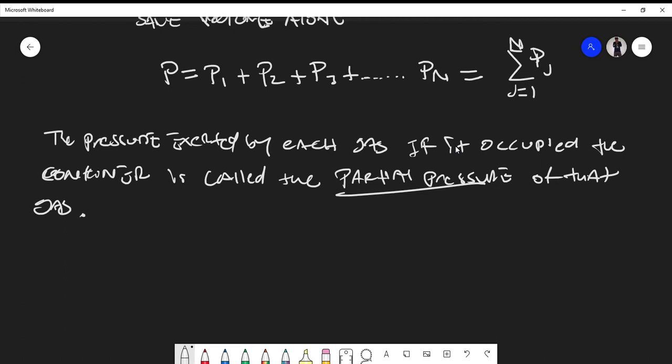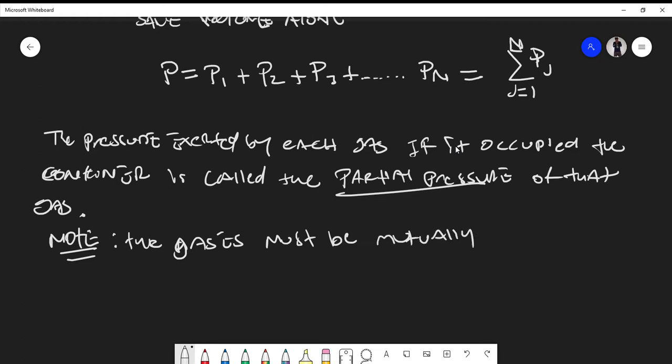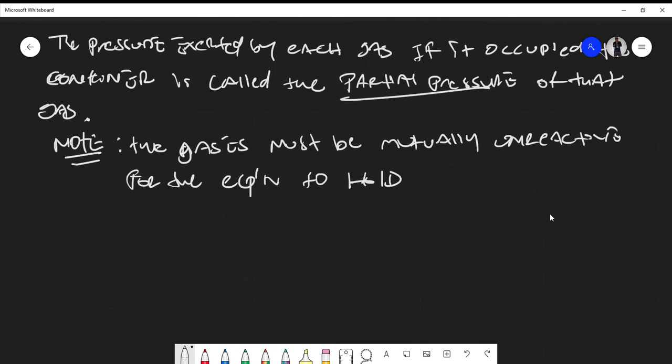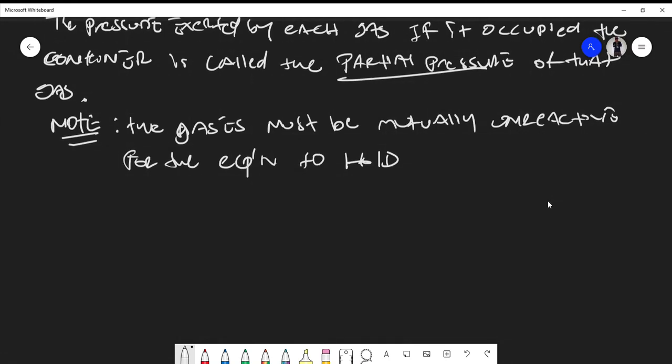One thing I want to note here is that the gases must be mutually unreactive for the equation to hold. That is our caveat with Dalton's law. So the gases must be mutually unreactive for the equation to hold.